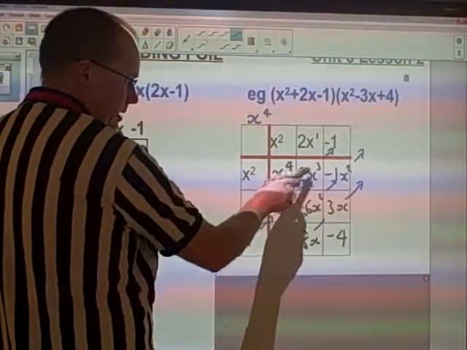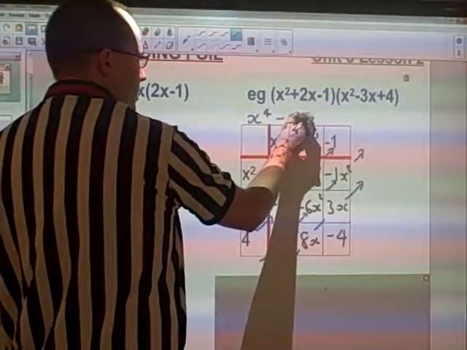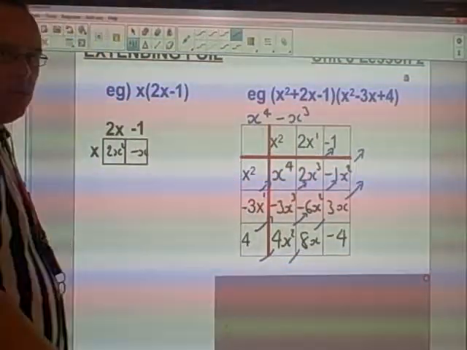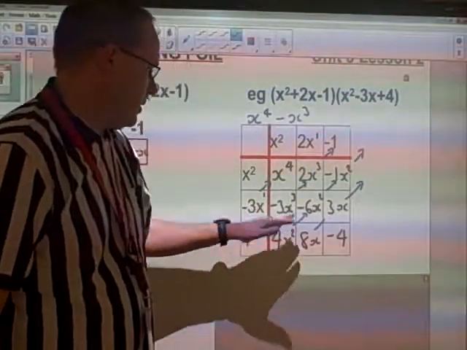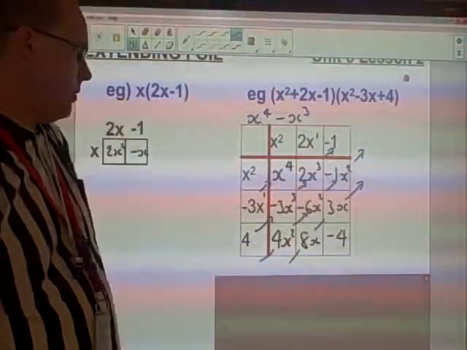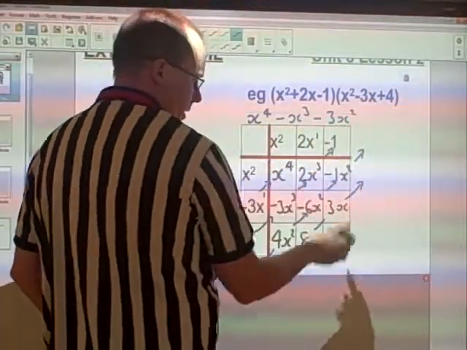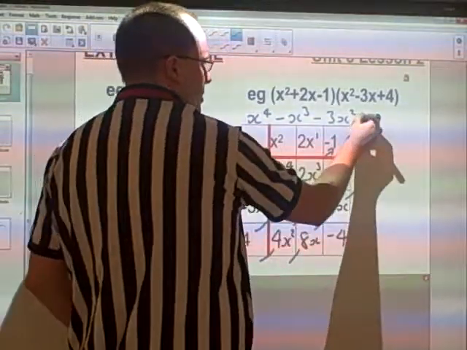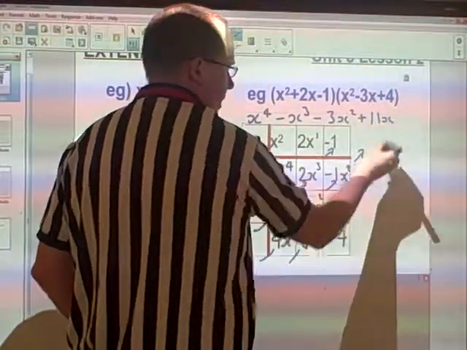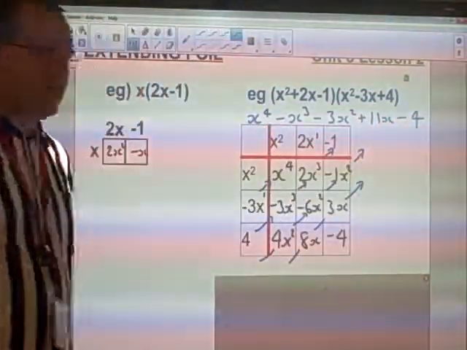So when it comes to writing our answer, we can say x to the power of 4. x cubes, I got negative 3 plus 2, which is negative 1. This time I'm not going to put the 1 in there. 4x squared, take away 6x squared, take away 1x squared, so negative 2, negative 3. Negative 3x squared. 8x and 3x, so that's positive 11x. And our last term is negative 4.